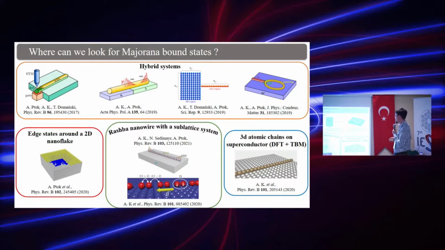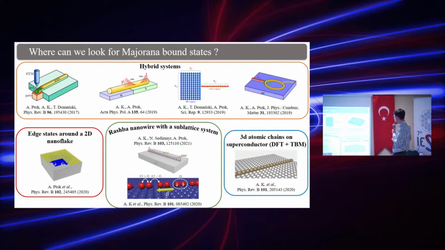We can also find them on the edge states around 2D nanoflakes with some modifications of the Rashba nanowire, in this case with a sublattice, either an antiferromagnetic sublattice or a sublattice similar to an SSH scenario. And also the impact of a superconducting substrate on 3D atomic chains, in order to look for a topological transition there.